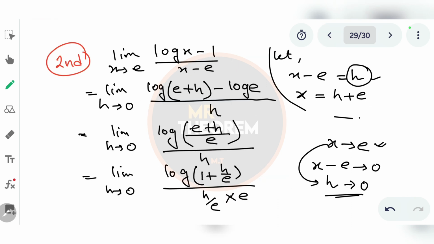Thus this is the second method. You can solve this given question easily. I think it's crystal clear to you.